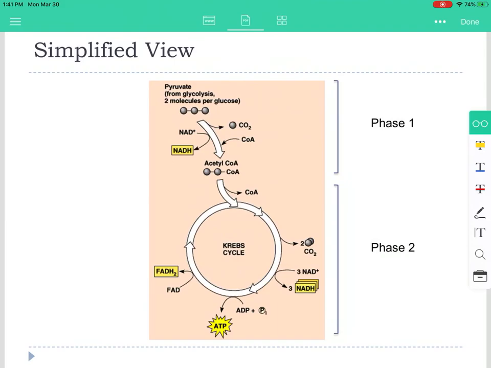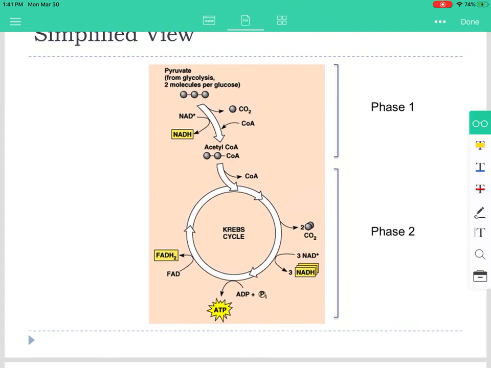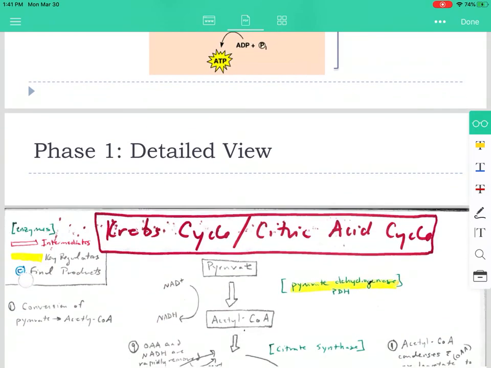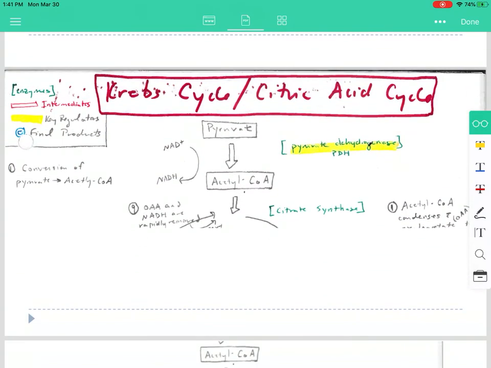All right. Here's a simplified view of what I just said, right? Phase 1, pyruvate into acetyl coenzyme A. Phase 2, that acetyl coenzyme A enters a cycle where we produce NADH and FADH.